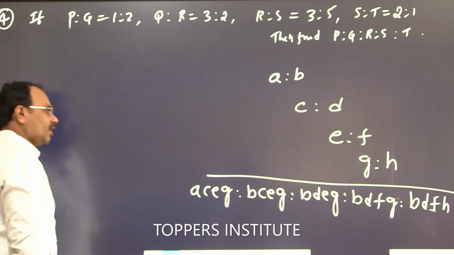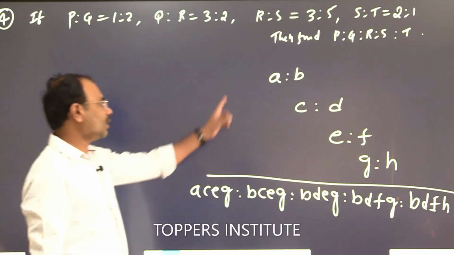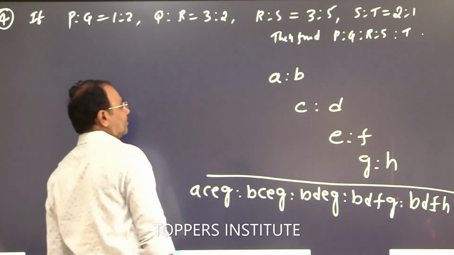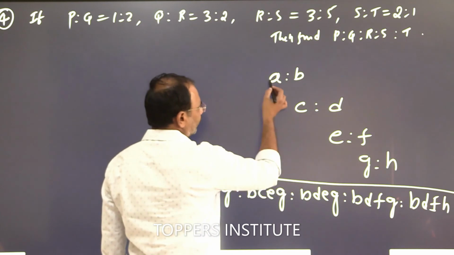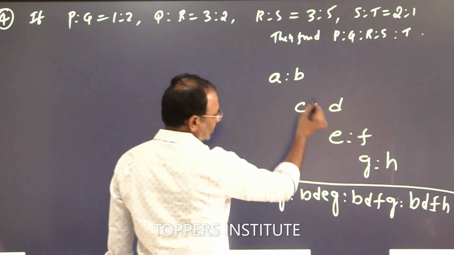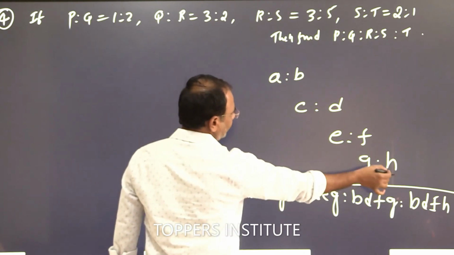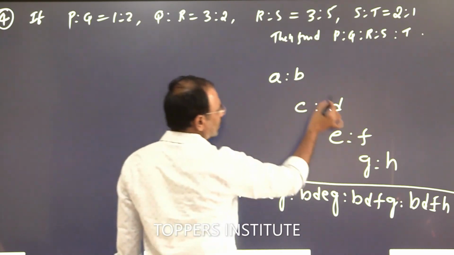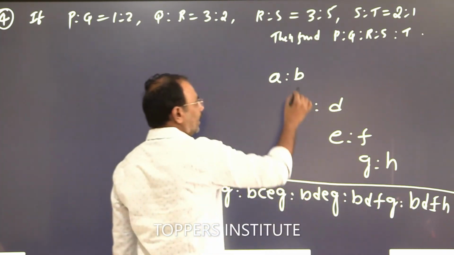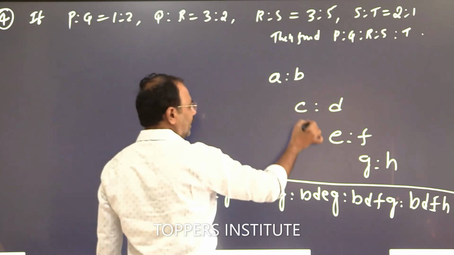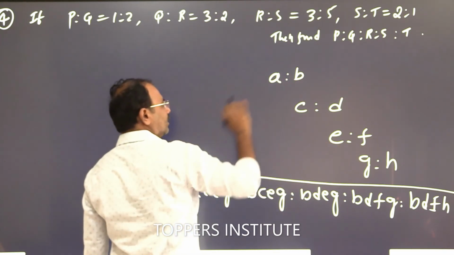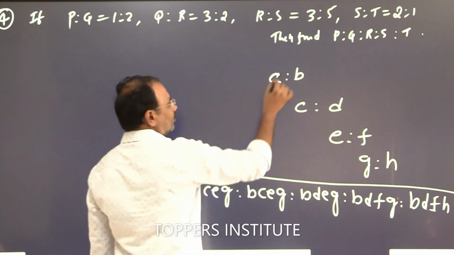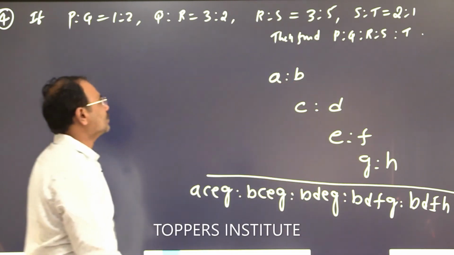This is the process of combining four ratios. The first term is ACEG. You need not worry about the first and last terms. The first term is nothing but the product of antecedents. The last term is nothing but the product of consequents. First term ACEG, last term BDFH, and the middle terms: first one BCEG, next term BDEG, third term BDFG.